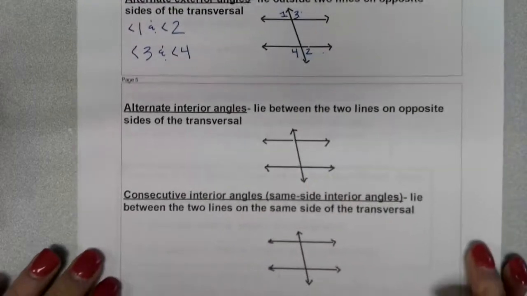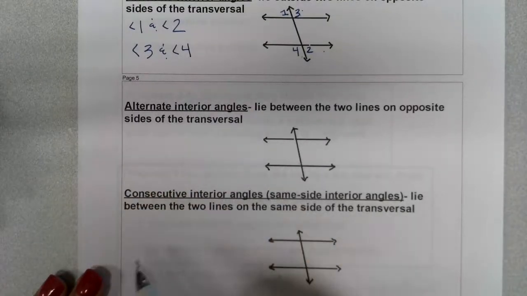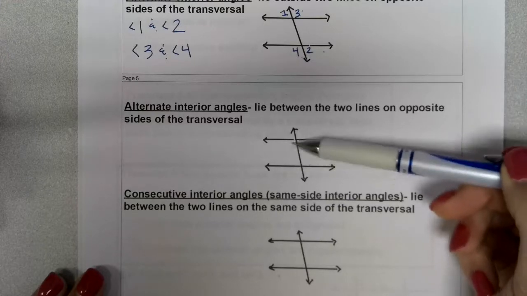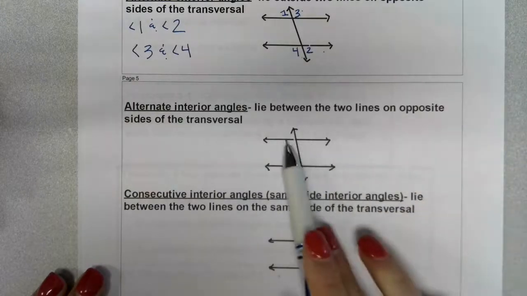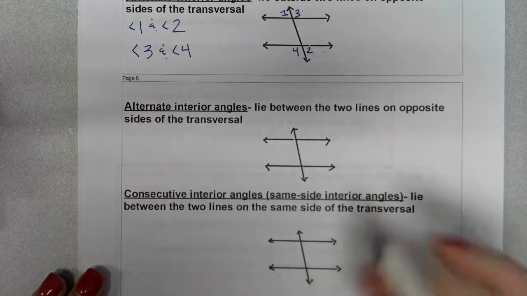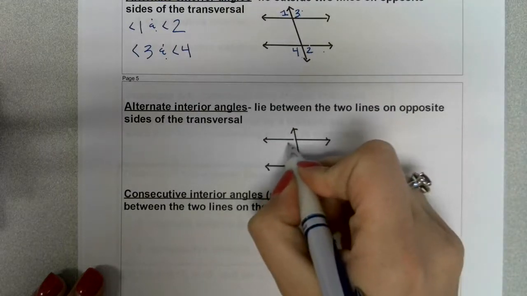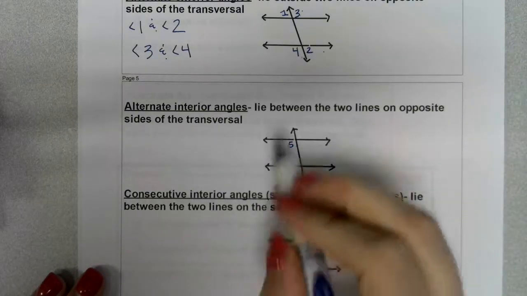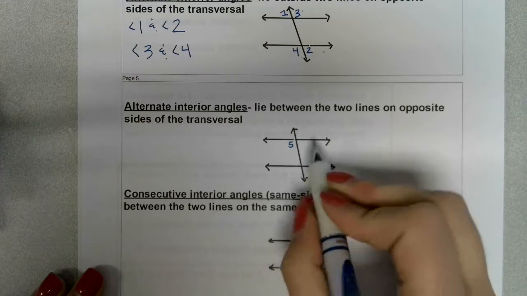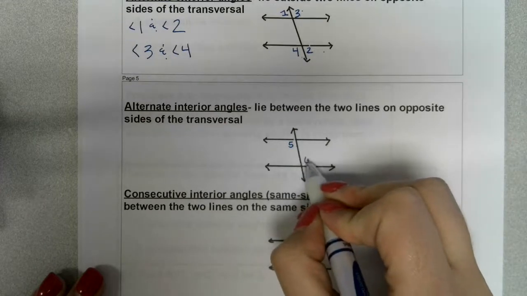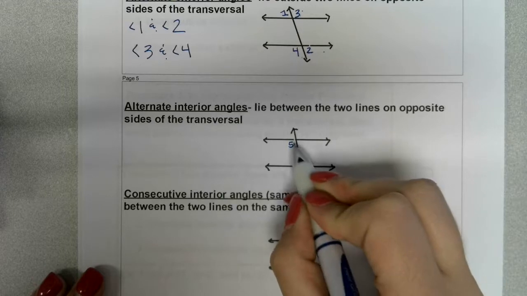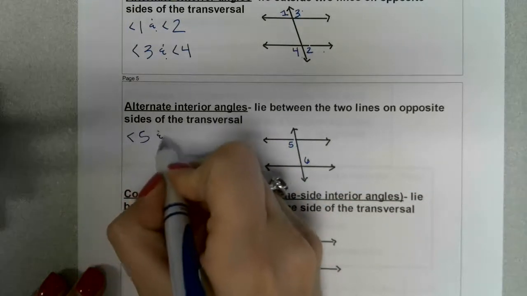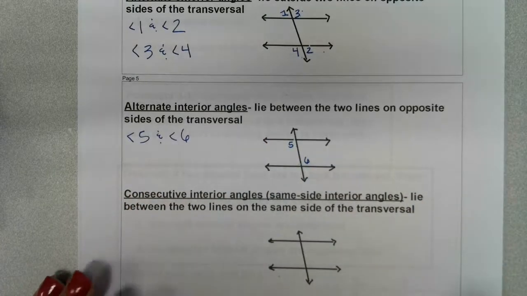Okay? On that same note, we have alternate interior angles. So those are going to be the angles that lie in between the two lines, so in between our railroad tracks, and they're also going to be on opposite sides of the transversal. So if I have, let's say I make this angle 5, it is to the left of the transversal. If I come down to this line over here, the alternate angle to number 5 would be 6 on the right side. So those are interior angles on opposite sides of the transversal. So 5 and 6 are alternate interior angles.